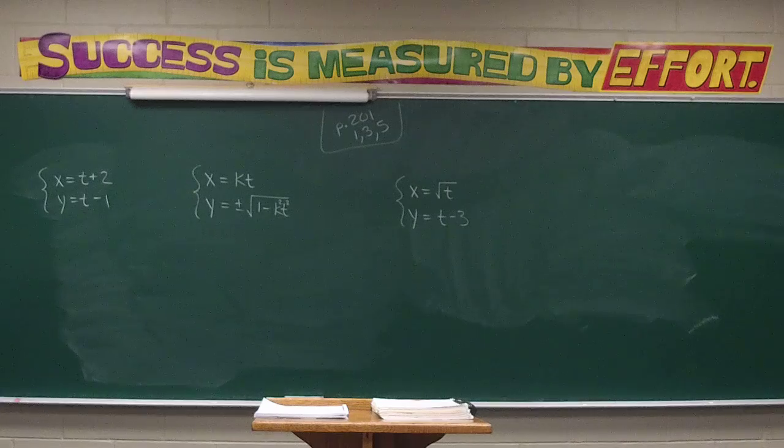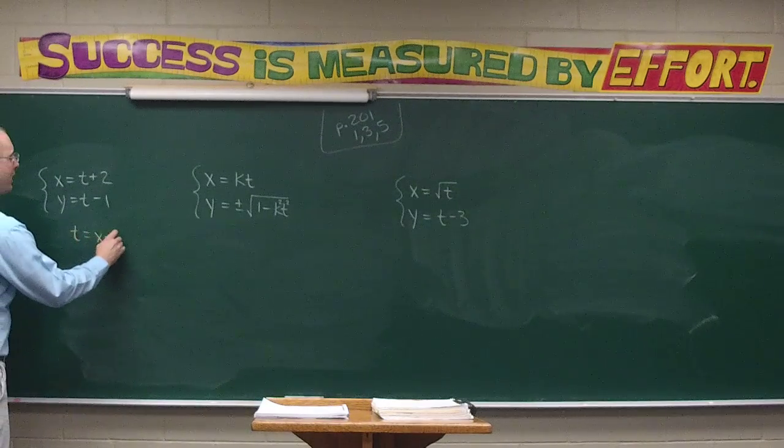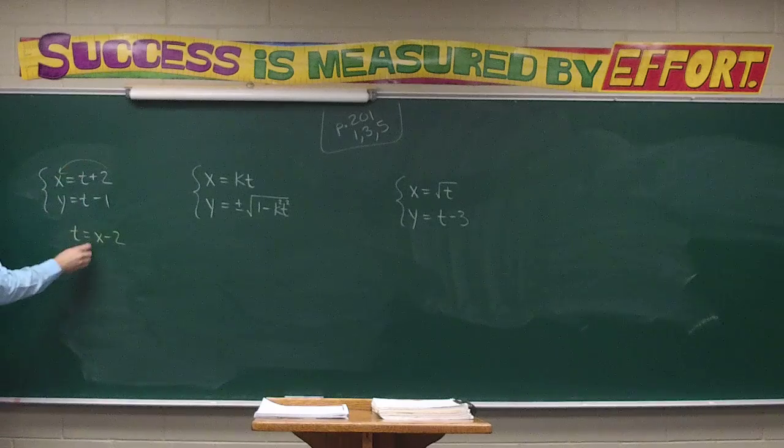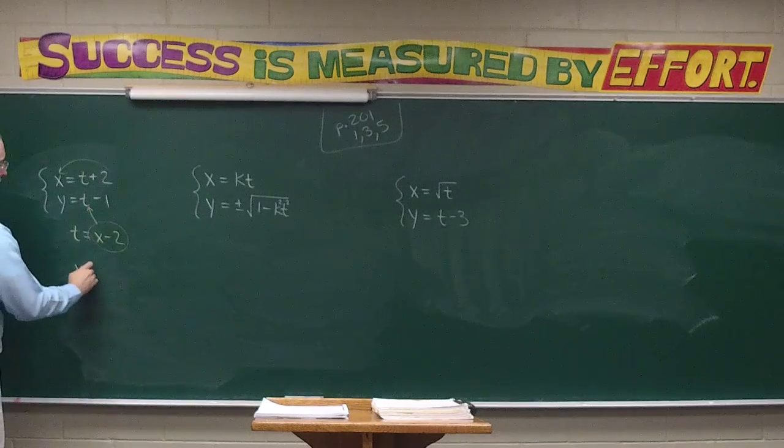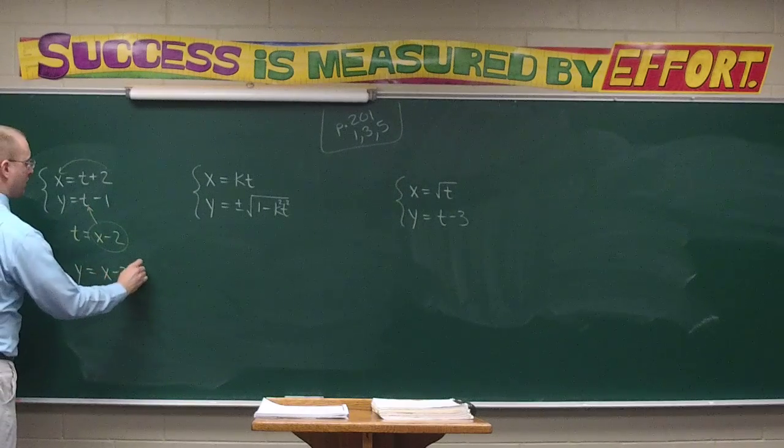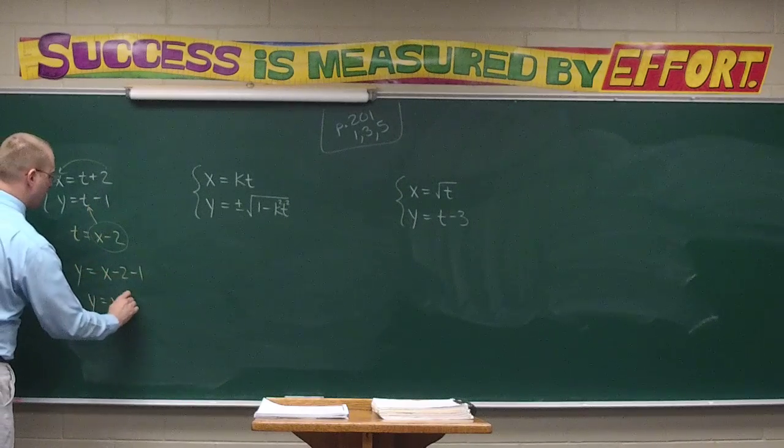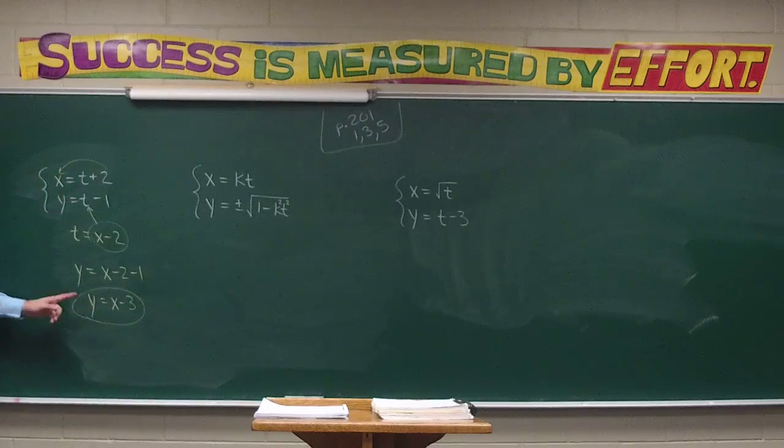All right, let's take a look at these. What did you do on number 1, Jamie? I got t equals x minus 2. All right, so we just move the 2 over, isolate it, t is x minus 2, and then? And then I put it in the other equation and got y equals x minus 2 minus 1, and combine that to get negative 3. And there we go, a linear equation, right?